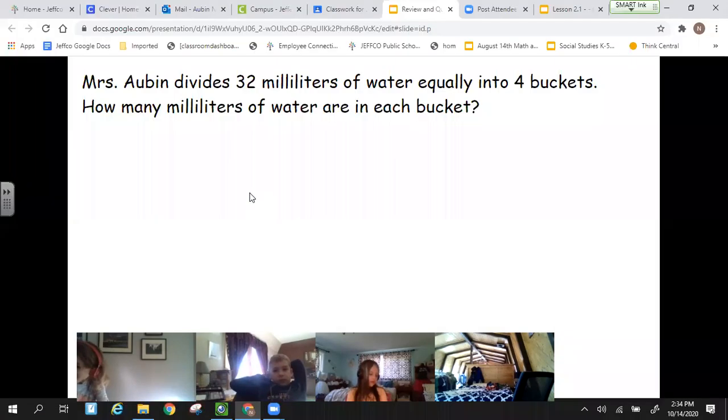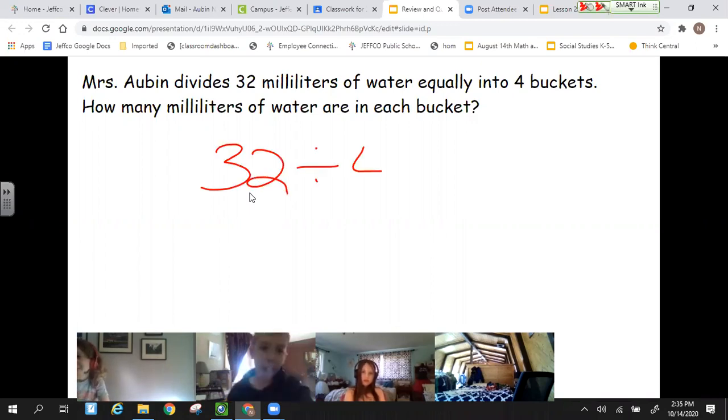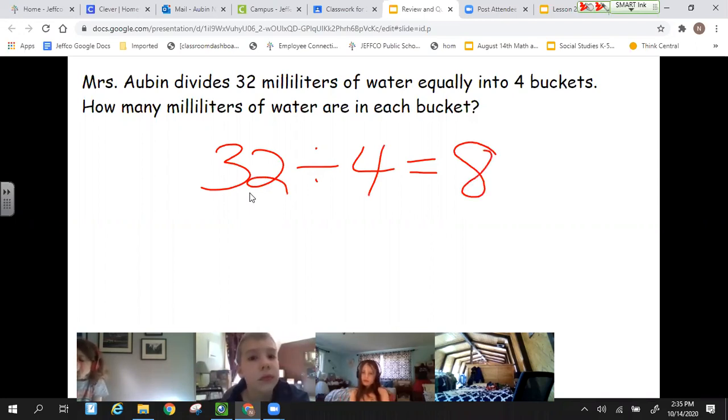So you should have written 32 divided by 4 equals 8. And we're talking about 8 milliliters. And you can do milliliters, right?